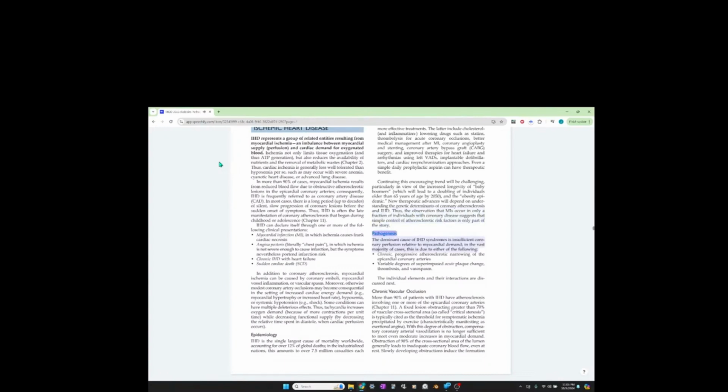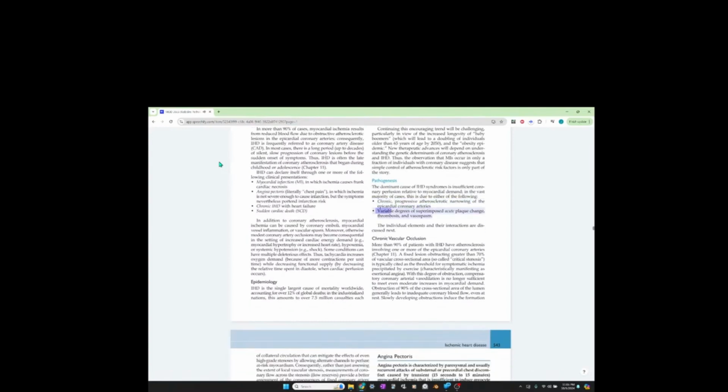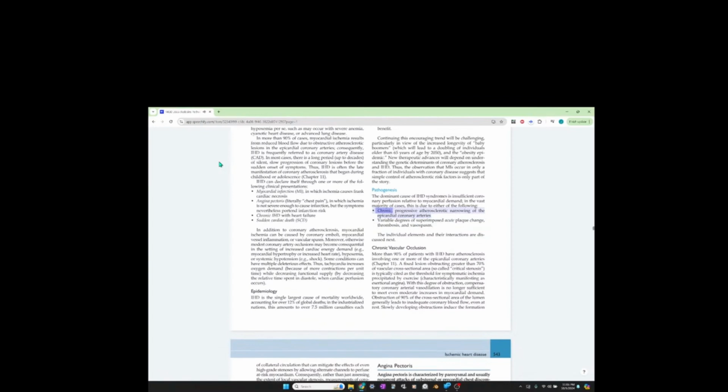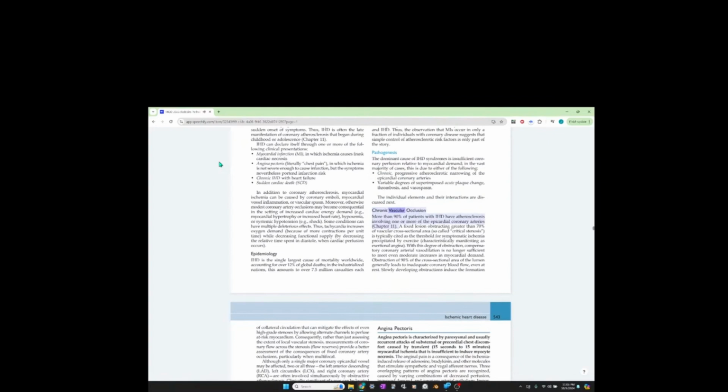Pathogenesis. The dominant cause of IHD syndromes is insufficient coronary perfusion relative to myocardial demand. In the vast majority of cases, this is due to either of the following. Chronic, progressive atherosclerotic narrowing of the epicardial coronary arteries, and variable degrees of superimposed acute plaque change, thrombosis, and vasospasm. The individual elements and their interactions are discussed next. Chronic vascular occlusion. More than 90% of patients with IHD have atherosclerosis involving one or more of the epicardial coronary arteries.